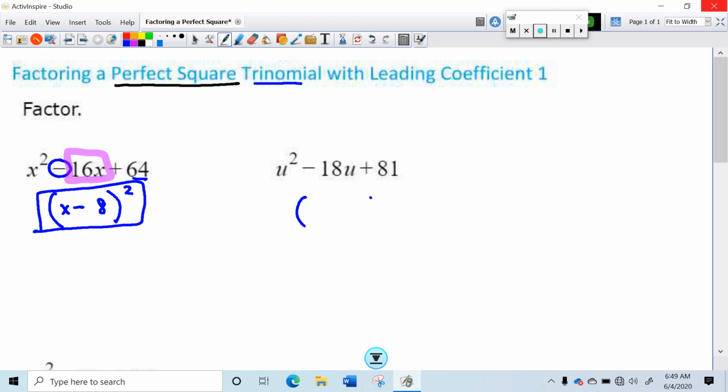So again, parentheses with the squared, bring down the first letter, bring down the first sign. The last one is the square root. The square root of 81 is 9, because 9 times 9 equals 81. And then you can check it. 2 times 9 times u is 18u, and that's what you have in the middle.